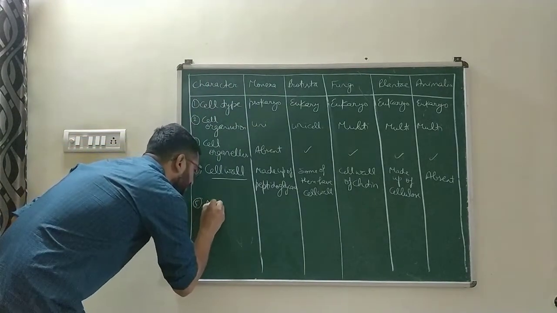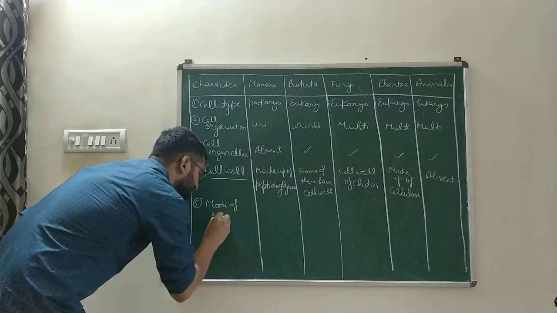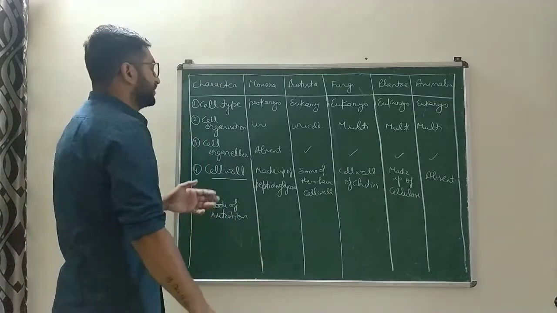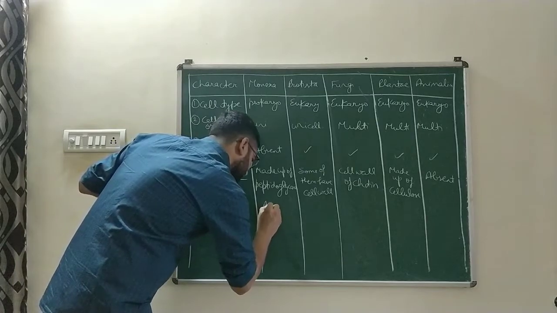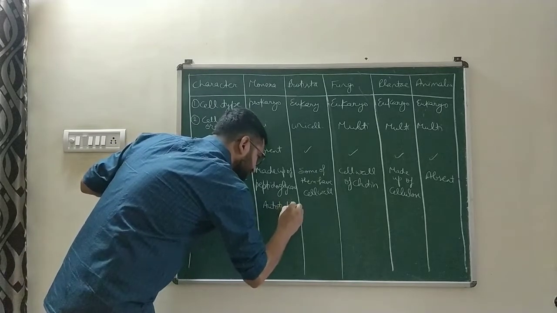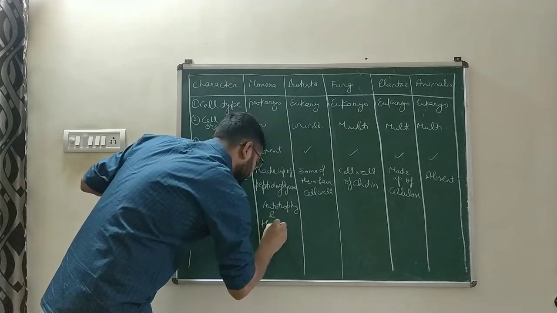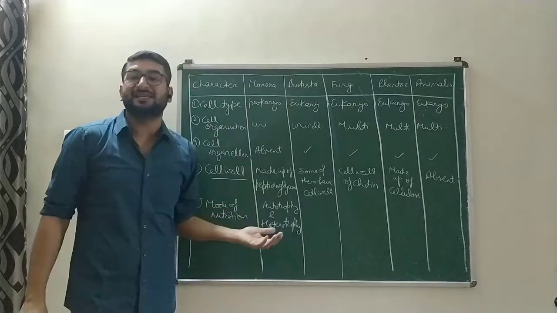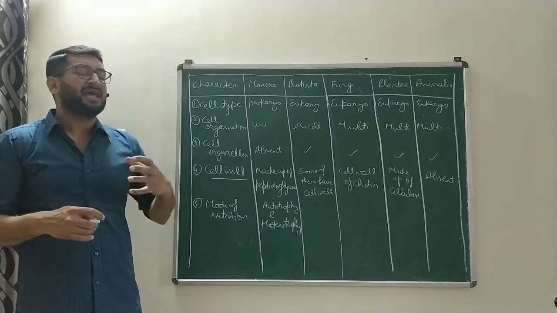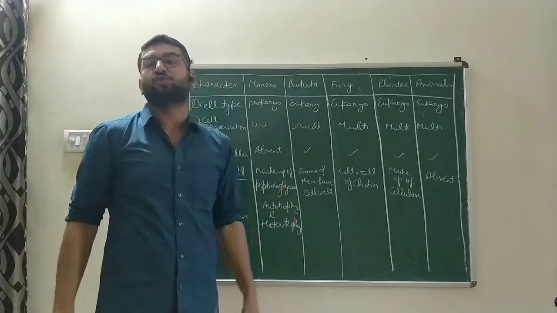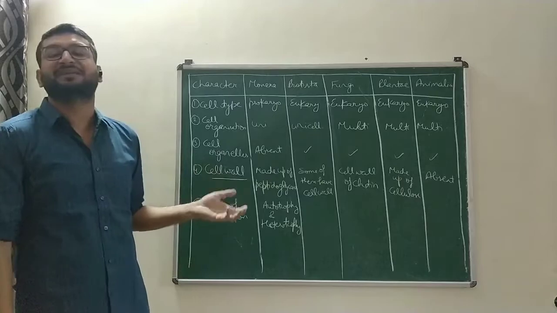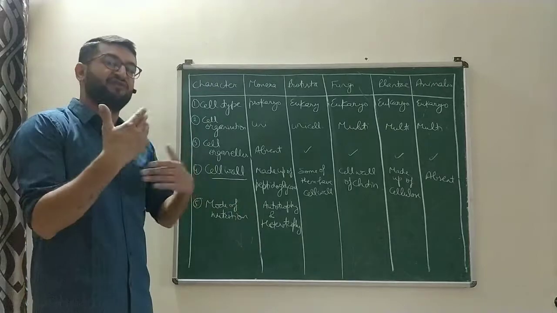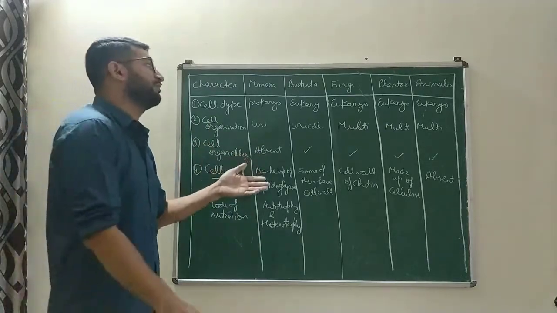Next characteristic is mode of nutrition. Monera shows autotrophy as well as heterotrophy. They can synthesize their own food as well as they can live on the body of other animals and show parasitic mode of nutrition, as well as some of the bacteria show saprotrophic mode of nutrition. So they show both kinds of mode of nutrition, that is autotrophy as well as heterotrophy.